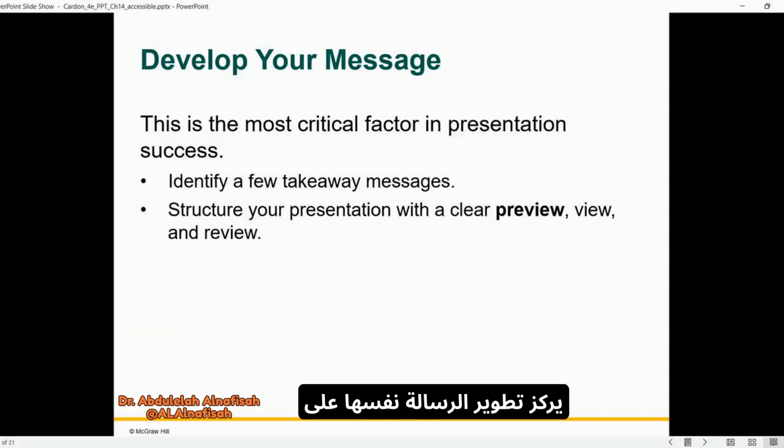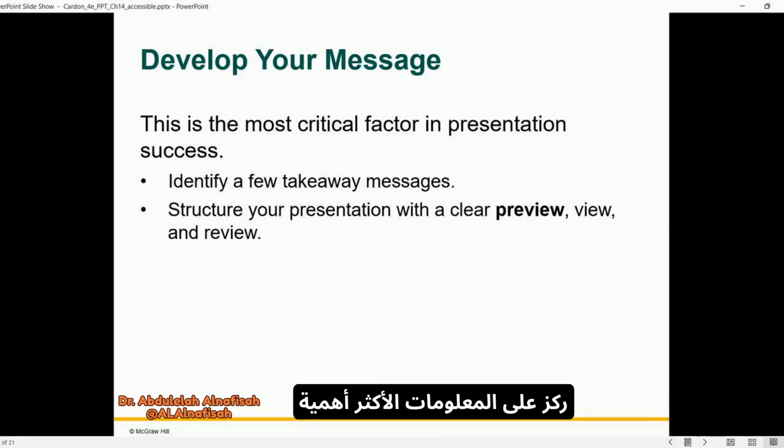Developing the message itself focuses on identifying a small number of key takeaway points that you want your audience to remember. Unlike in writing, where detailed explanation is possible, presentations require clarity and conciseness. Your message should be consistently reinforced throughout the speech, especially when addressing busy or executive audiences. Avoid diluting your message by trying to please everyone.